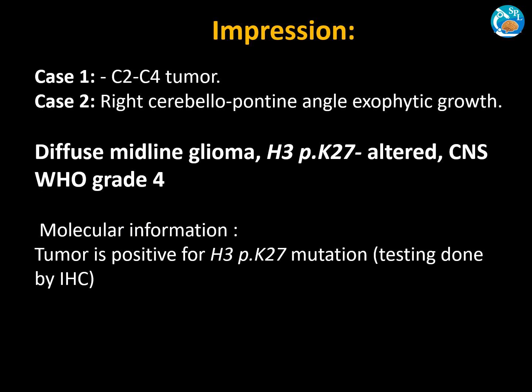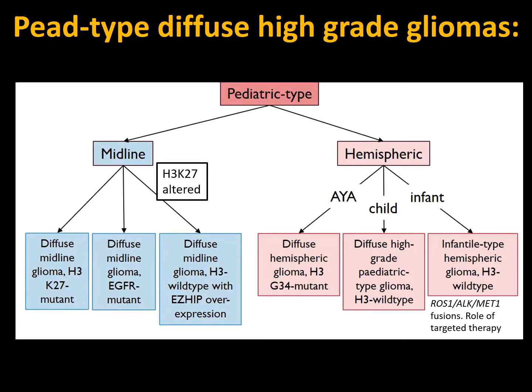So we gave the impression of diffuse midline glioma, H3K27 altered, CNS WHO grade 4, and these tumors showed H3K27M mutation, which was done on immunohistochemistry. The pediatric type diffuse high-grade gliomas are separate entities described by the new WHO, that is the CNS WHO 5.